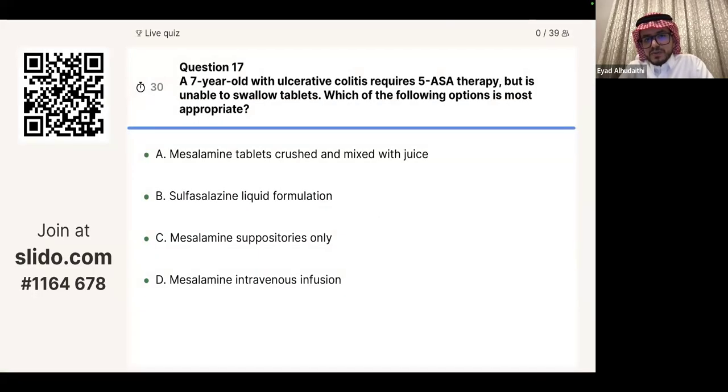So a 7-year-old with ulcerative colitis requires 5-ASA therapy but is unable to swallow tablets. Which of the following options is most appropriate? Mesalamine tablet crushed and mixed with juice, sulfasalazine liquid formulation, mesalamine suppositories only, mesalamine intravenous infusion.